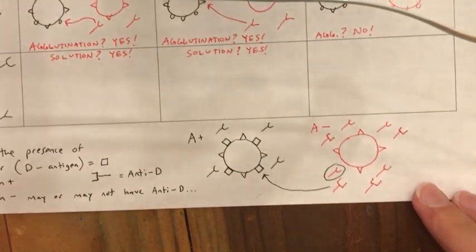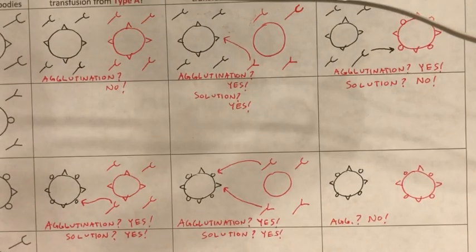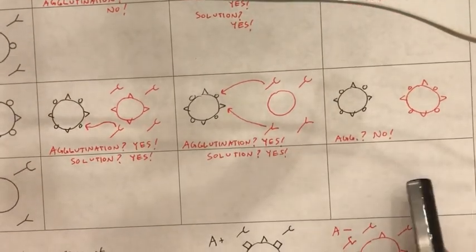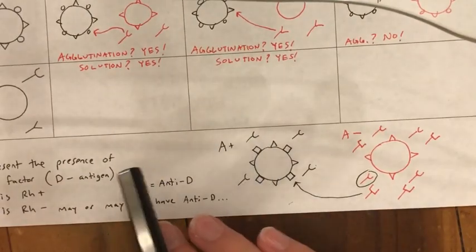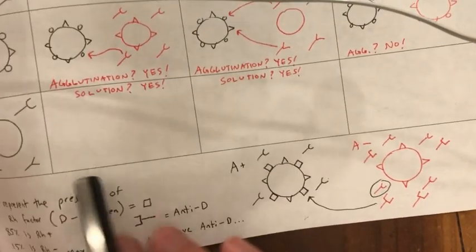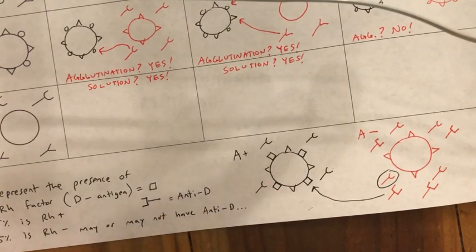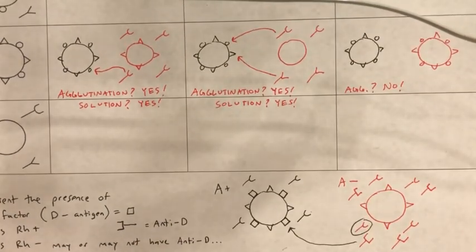All right, so my recommendation is take all this information and work your way through these rows that were not completed, and maybe create your own new examples with plus and minus for the presence of Rh factor. All right, hopefully that was helpful. See you guys later.